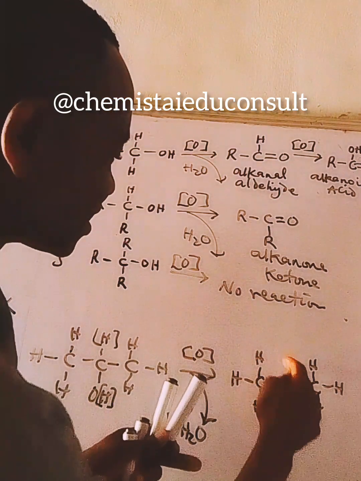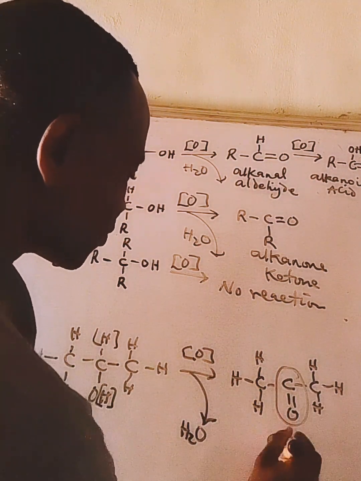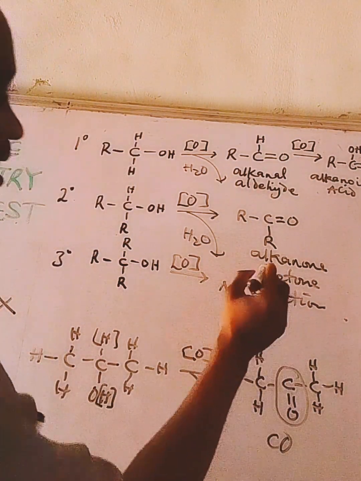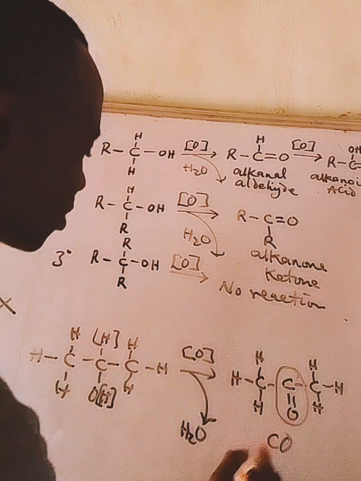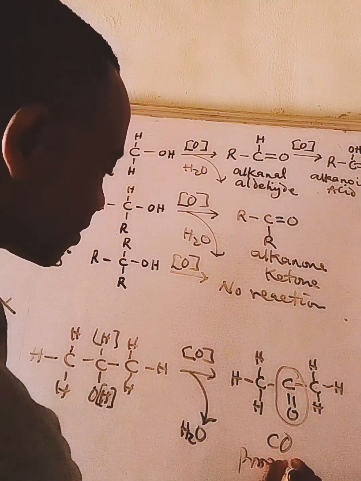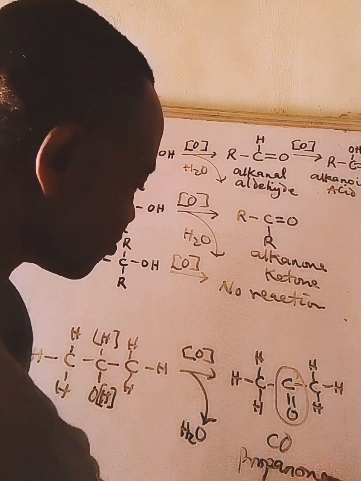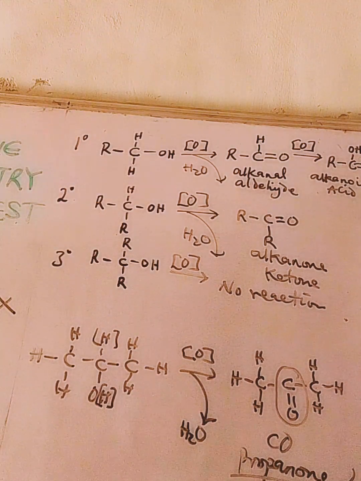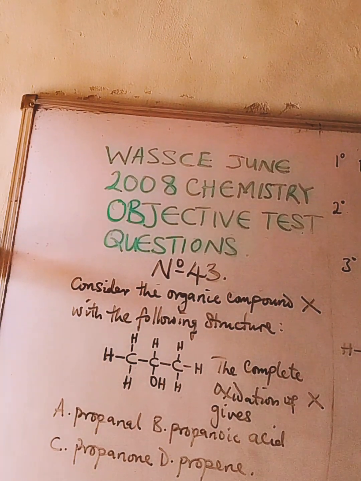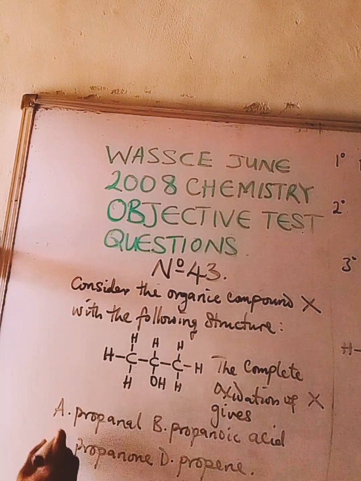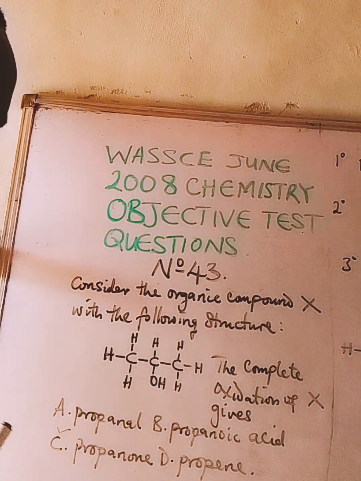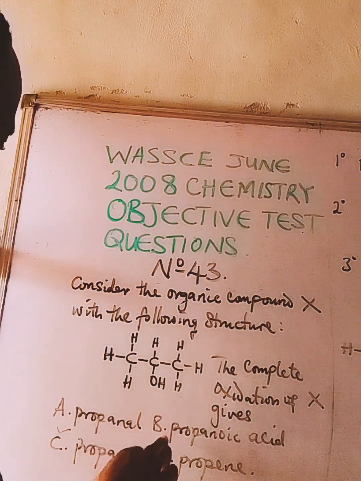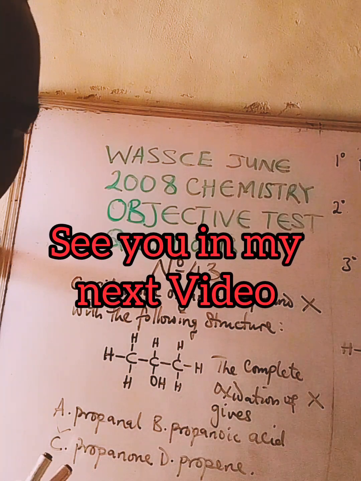Now, if you check this, it has a functional group CO, and this functional group is the alkanone functional group. Therefore, there are 3 carbon atoms, prop, propane, then one, so propanone should be the product. So the correct option is C. Although in that WAEC past question, they said it is B. The correct option is C.